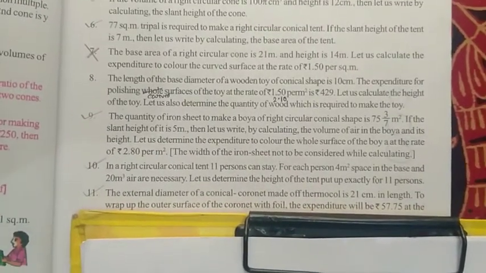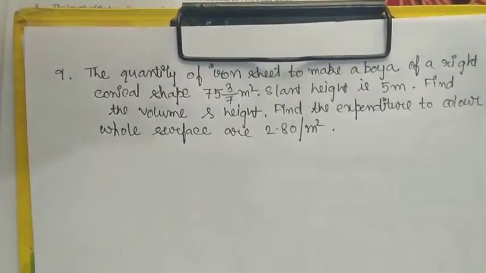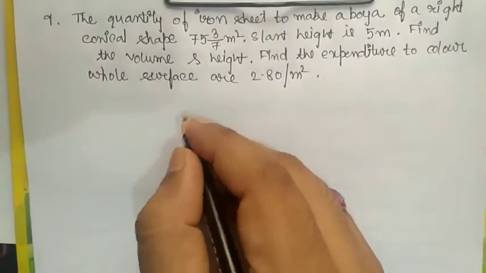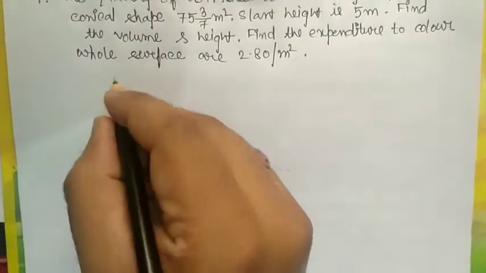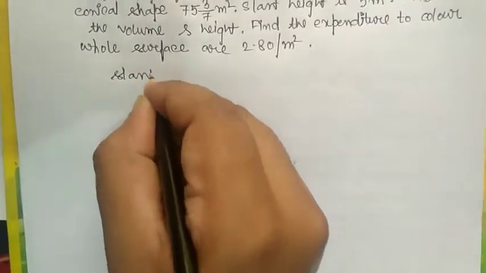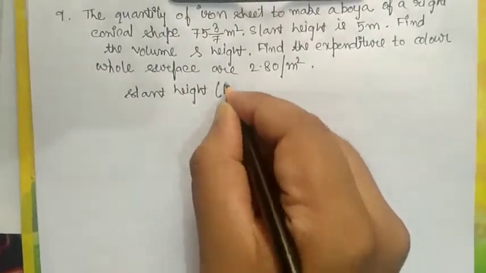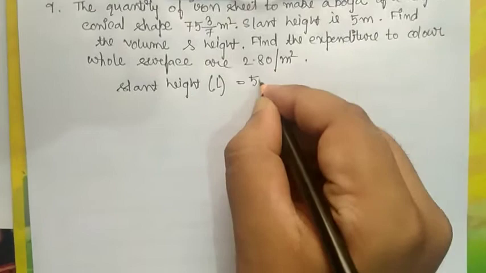Let us determine the expenditure to color the whole surface of the boa at the rate of rupees 2.80 per meter square. So first of all, here we know that the slant height is 5 meter. So slant height L equal to 5 meter.